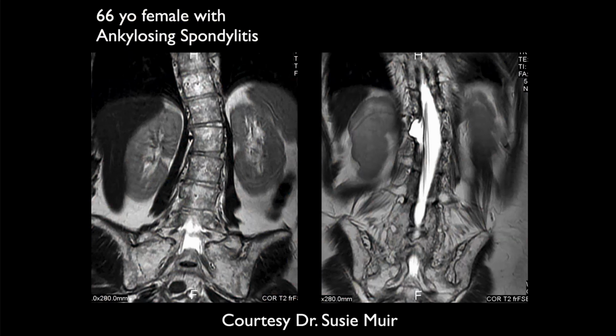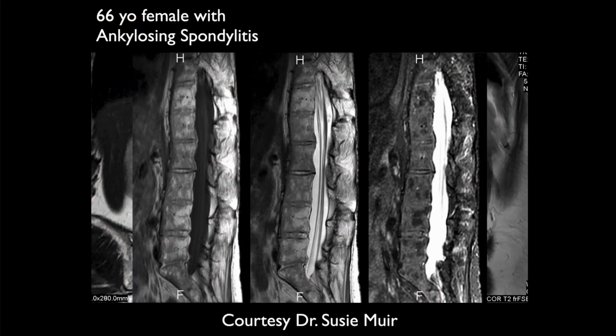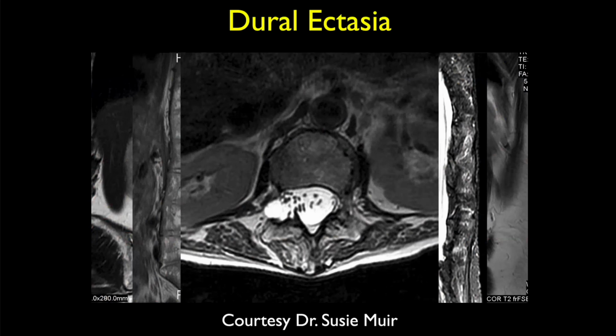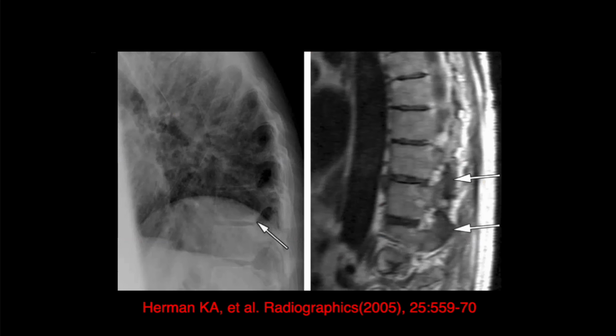66-year-old. This is a pretty rare case right here as a female. 66-year-old female with ankylosing spondylitis. We can see fusion of the SI joints. We can also see that there's expansion of the dural space, pretty consistent with dural ectasia. Good. And you can see that fusion of the spine here. There's that dural ectasia. It can look like other things too.